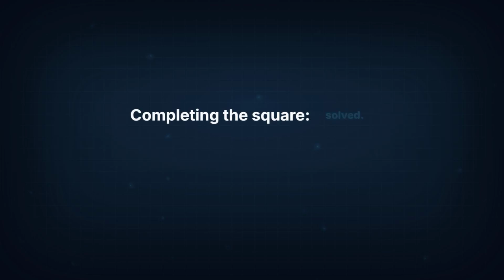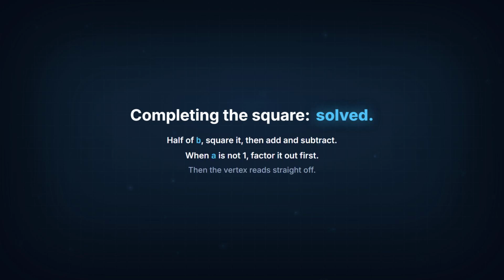Completing the square, solved. Take half of b, square it, add and subtract, then factor the perfect square. If a was not 1, pull it out first. The vertex reads straight off.